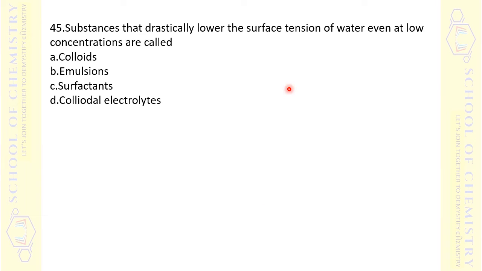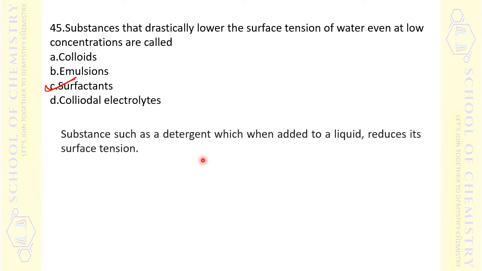45th question. Substances that drastically lower the surface tension of water even at low concentration are called as, again from surface chemistry itself, but a very straightforward question. This is nothing but the definition of surfactants. Surfactants lower the surface tension of the liquid, right? A substance which can lower the surface tension of a liquid can be called a surfactant. The best example for this is detergent.